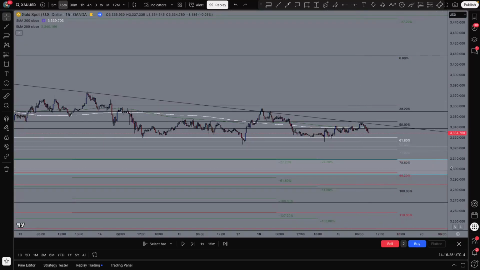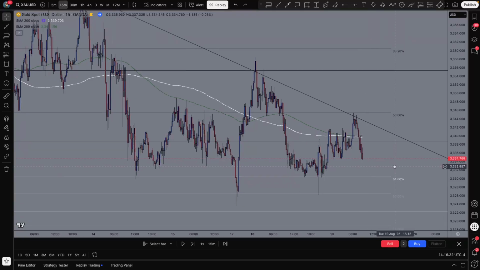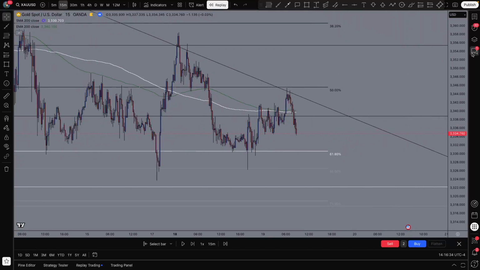Now let's go on the 15 minutes. Currently it was 8:45. The only thing I was waiting for was a pullback to retest a nice area so I could trace my fib. So let's go up a bit.